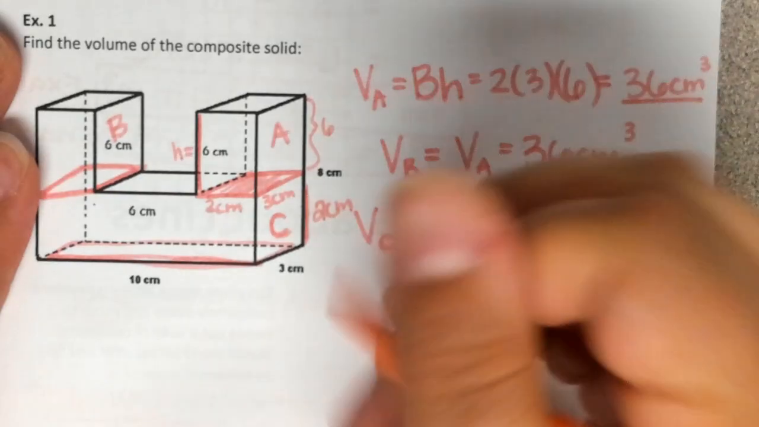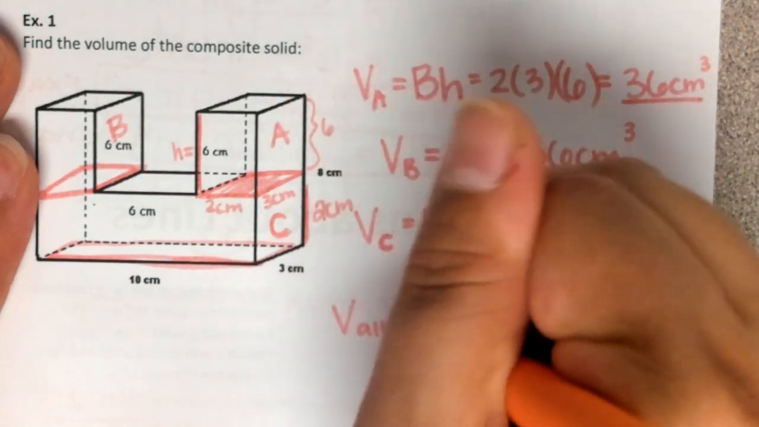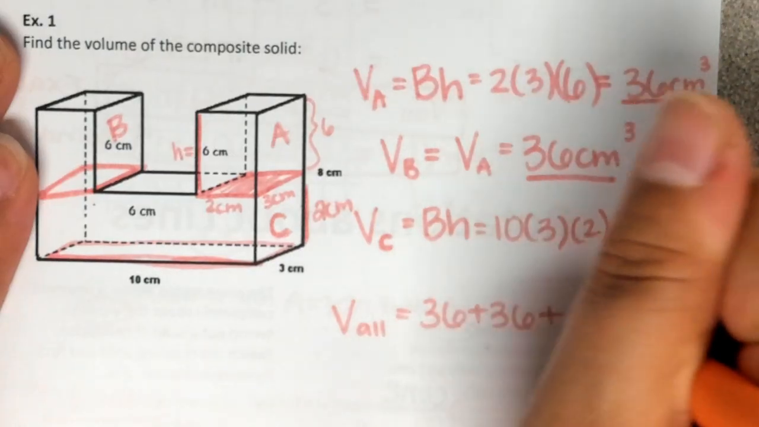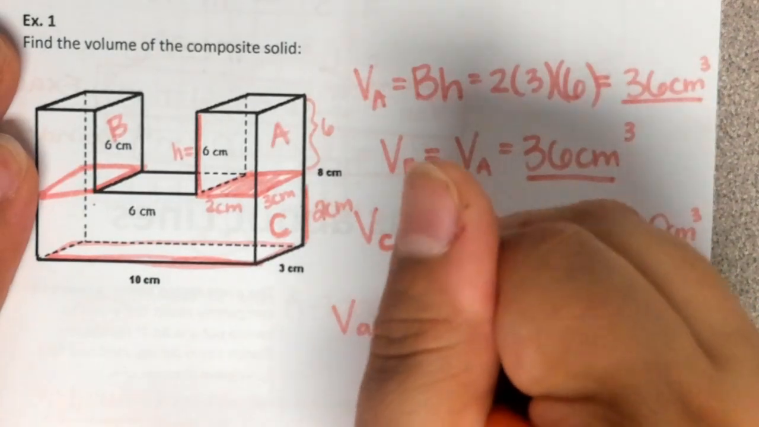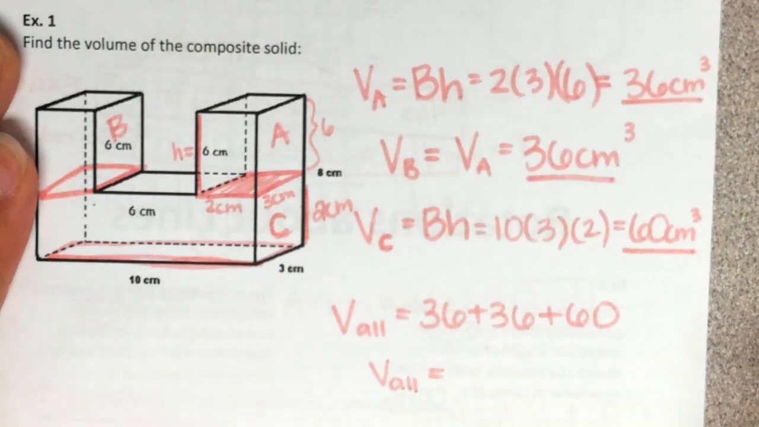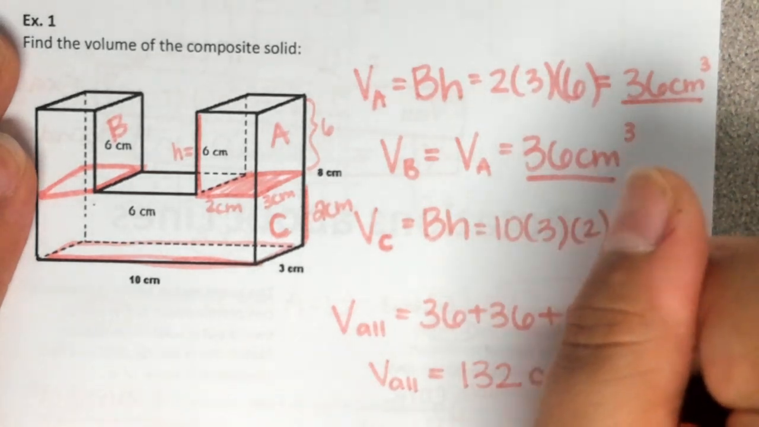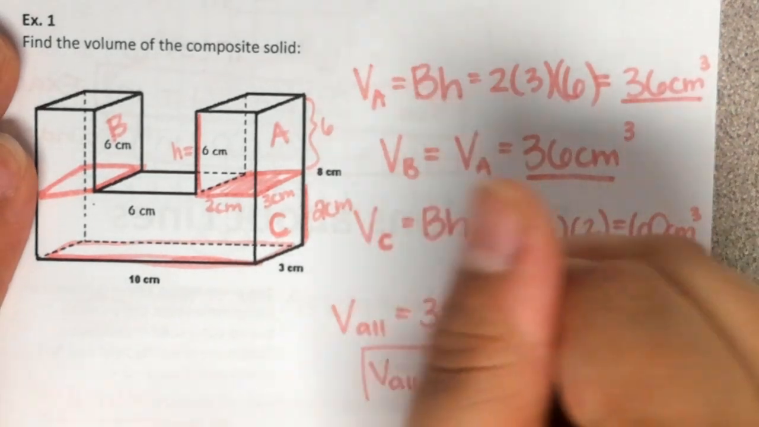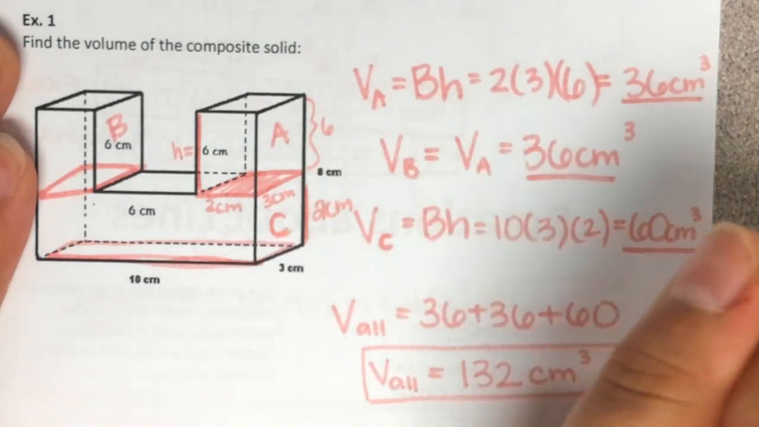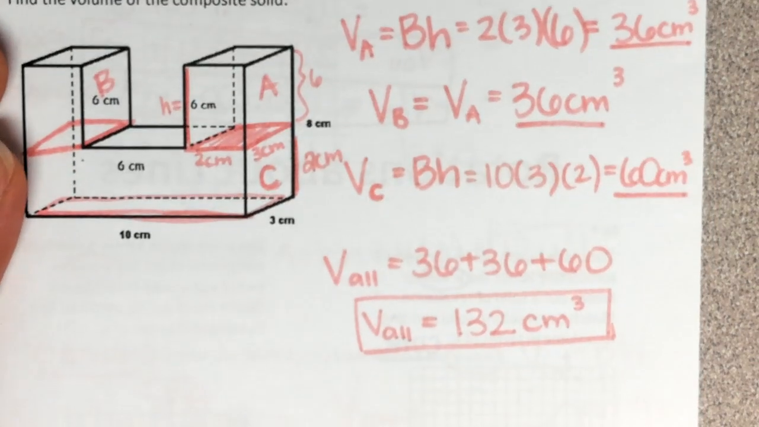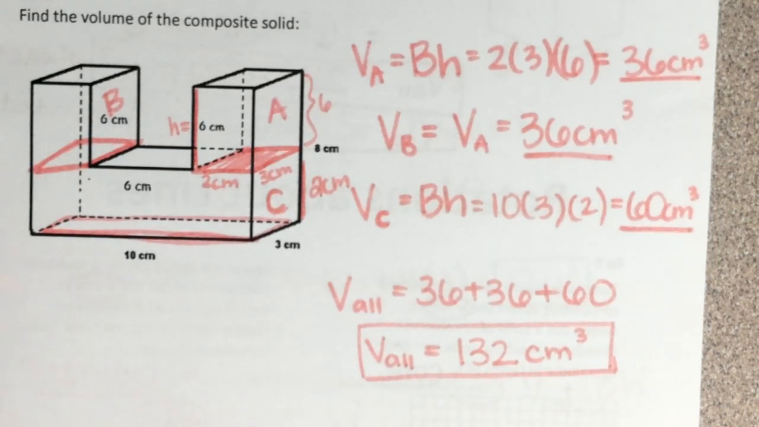And how do I find the volume of all of this? 36 plus 36 plus 60 is 132 cubed. By the way, I keep writing V. That's all. It's not vol. I'm writing the volume of all. Okay?